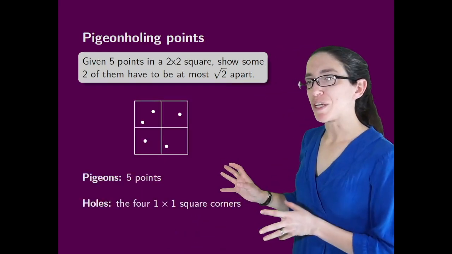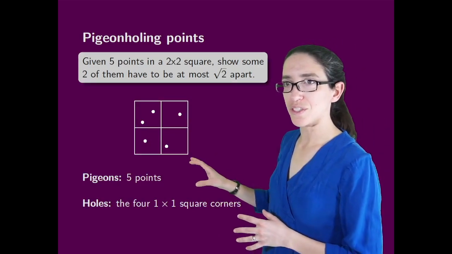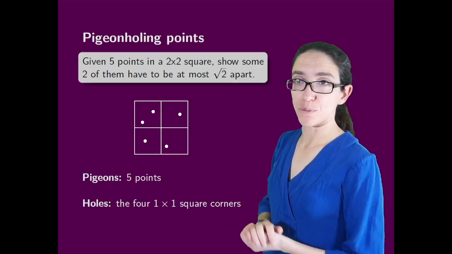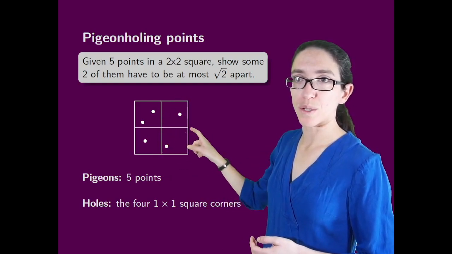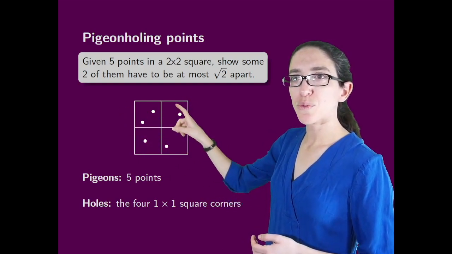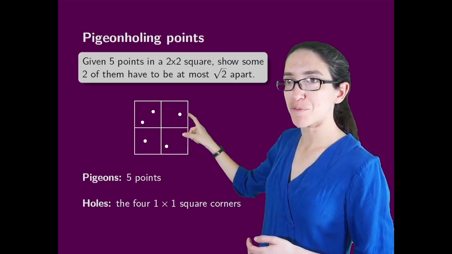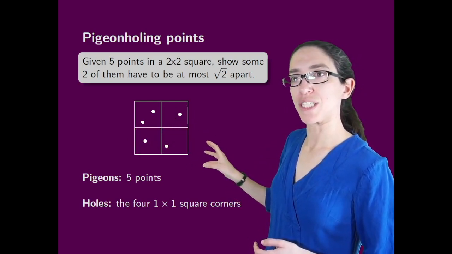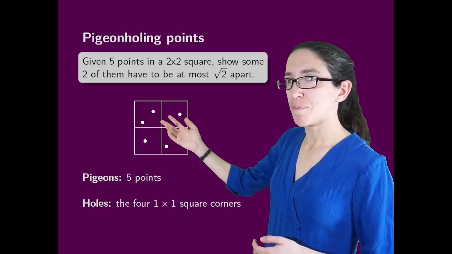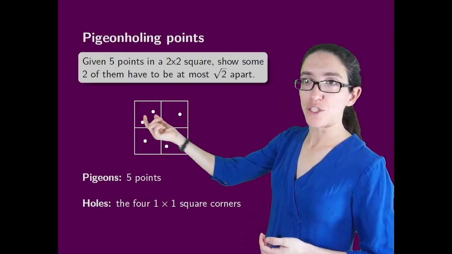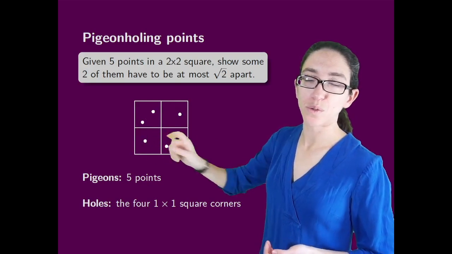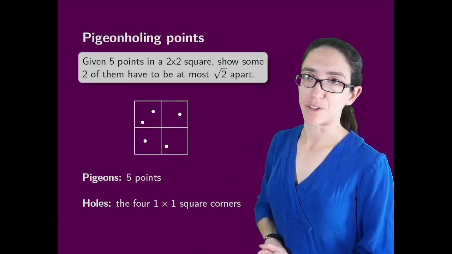Let's make the pigeons be our 5 points, but let's make our holes be the 4 quadrants of this divided up 2 by 2 square, where I divided it up into 1 by 1 corners. And now each 1 by 1 corner has every pair of points within it being no more than square root of 2 apart. And by the pigeonhole principle, some pair of points must be in the same box. These 2 points in this case are at most square root of 2 apart because square root of 2 is the diameter of the whole square, so you can't possibly be further away than that.